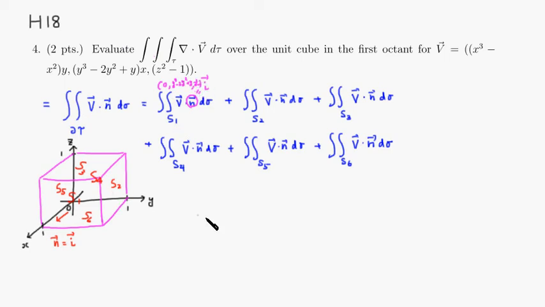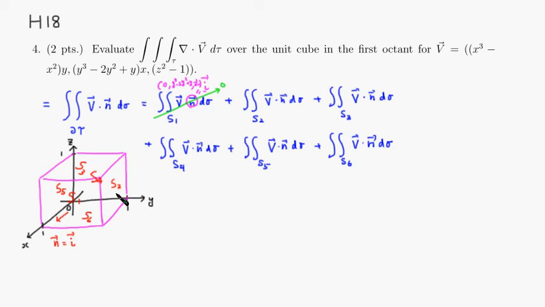The reason I don't care about the second and third components is that you're taking a dot product with i, which only has 1, 0, 0. So the only thing that matters is the first component, which is 0. So this integral turns out to be 0.